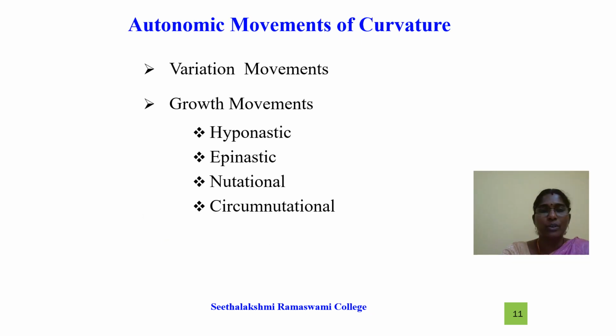Let us see the autonomic movements of curvature. There are two types. One is the variation movements and the other is growth movements. In variation movements, the curvature or bending of the plant parts is temporary. But in growth movements, it is permanent in nature. These include hyponastic, epinastic, nutational and circumnutational movements of curvature.